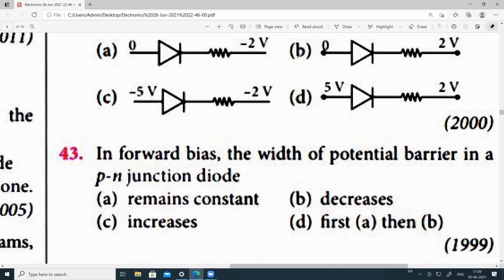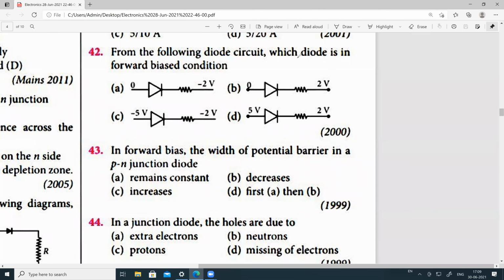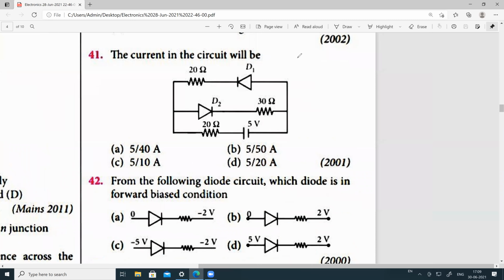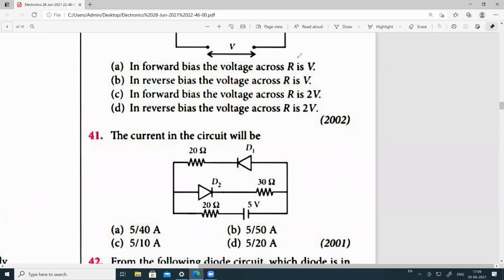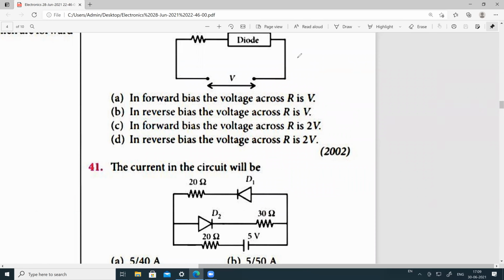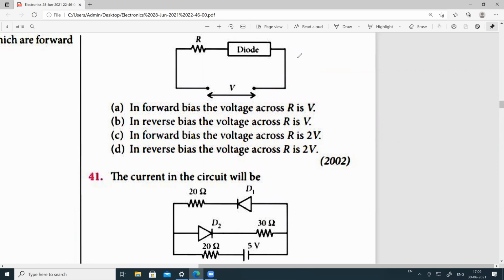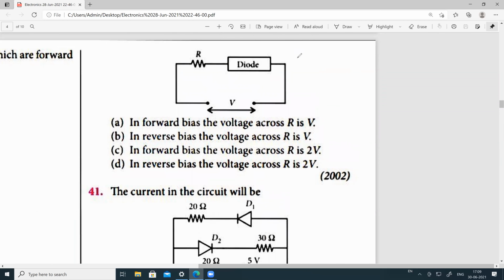So just observe all the 4 options. So the diode is said to be... here they have given, for the 40th one, 4 options. First one, in forward bias, the voltage across R is V. Second one, in reverse bias, the voltage across R is V. Third one, in forward bias, voltage across R is 2V. Fourth one, in reverse bias, voltage across R is 2V.